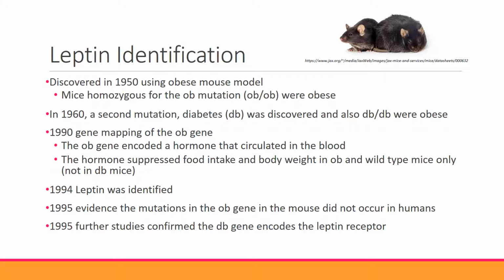So in 1994 leptin was identified as this hormone, and in 1995 there was evidence that the mutations in the obese gene in the mouse did not occur in humans. In 1995, further studies confirmed the diabetes gene encodes the leptin receptor.